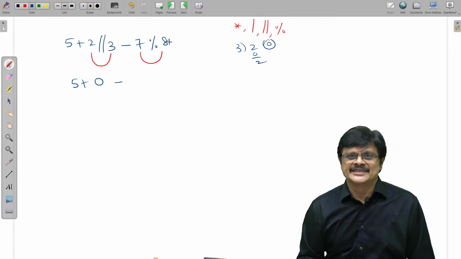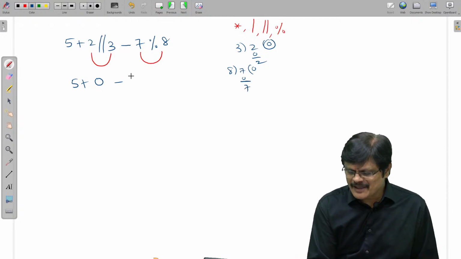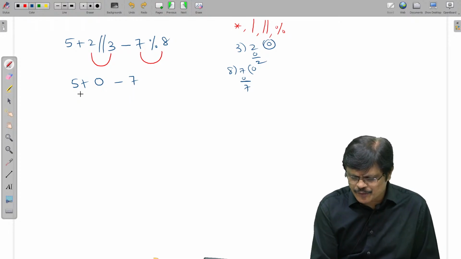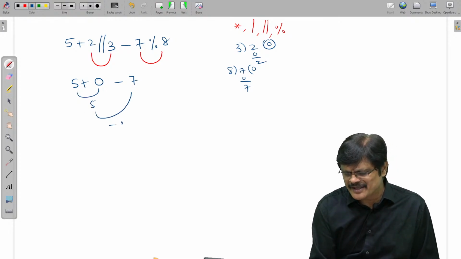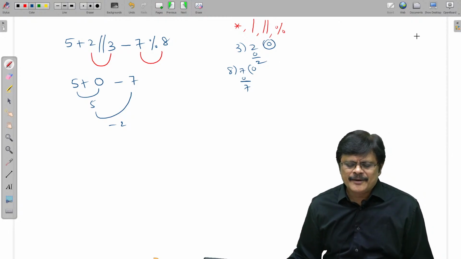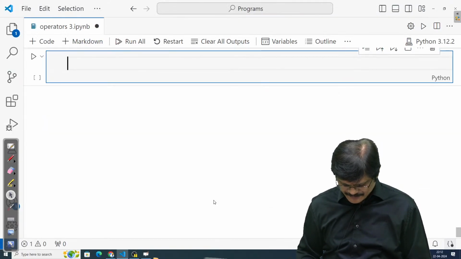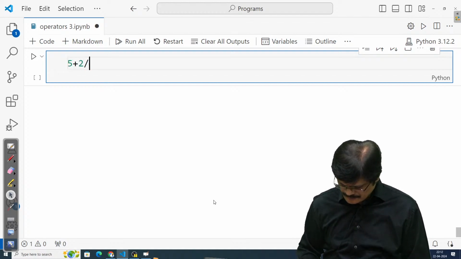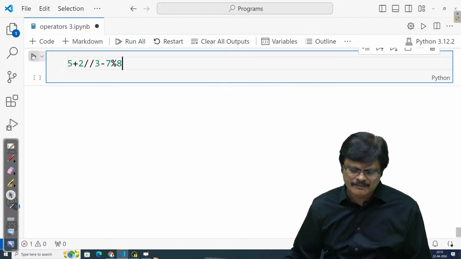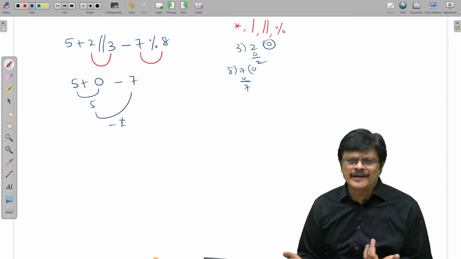7 percent 8. So when you divide 7 by 8, 7 is the remainder. So 7 is the remainder. Then of course this will happen from left to right. 5 plus 0 is 5. 5 minus 7 is minus 2. So if you take this particular value, you can check the answer, that is minus 2. So let me just take this and verify. I randomly took the numbers, sir. You can check the answer. The answer is minus 2. Okay. If you understand, you can always create any problem, sir.